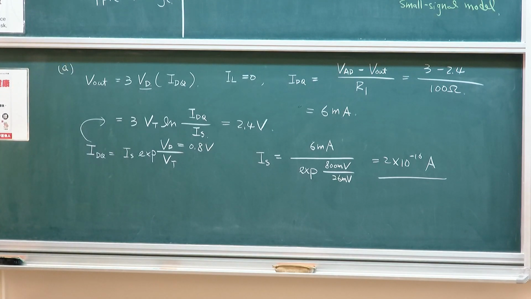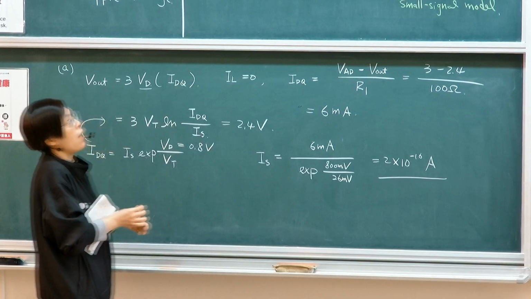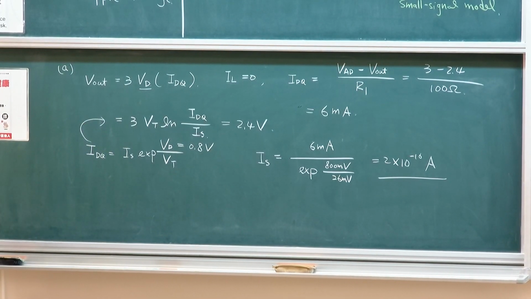So you go pick your diode, or if you're doing it in an integrated circuit, you draw the size of your diode, making sure that it will fit these particular parameters in order to get the output at 2.4 volt. That's how the design process goes.